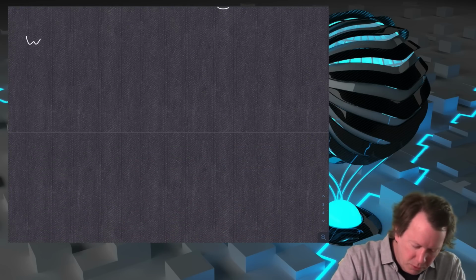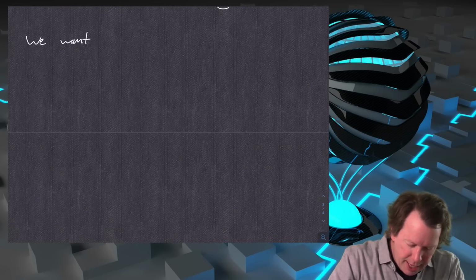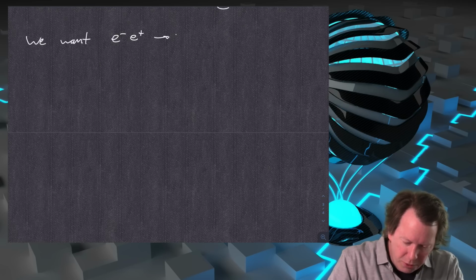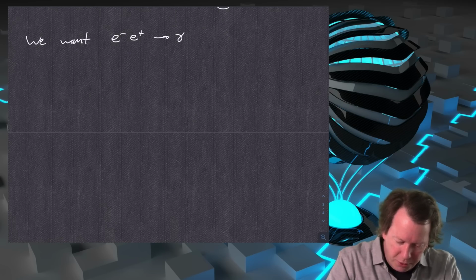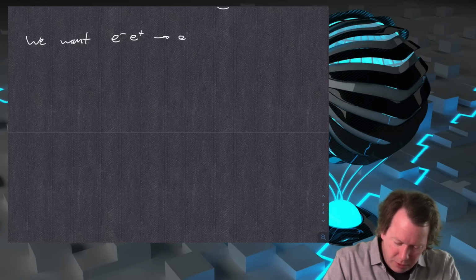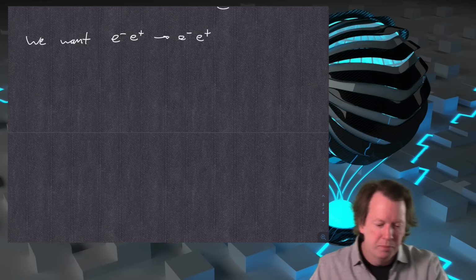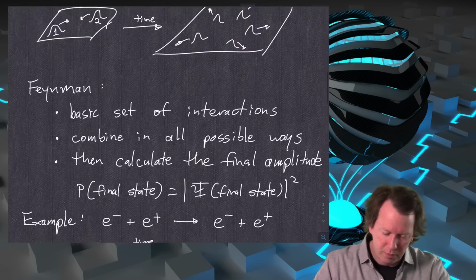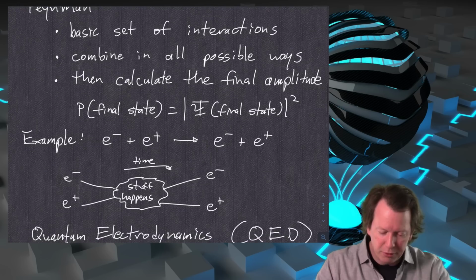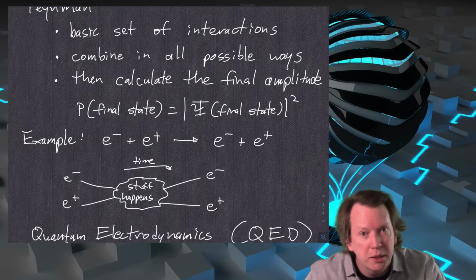We want to calculate an electron and a positron going into a photon. No, sorry, that's not what we want to calculate. We want to calculate these going into another electron and positron. Okay, so how can we do that? Well, Feynman says: basic set of interactions, that's what we got. Combine them in all possible ways.